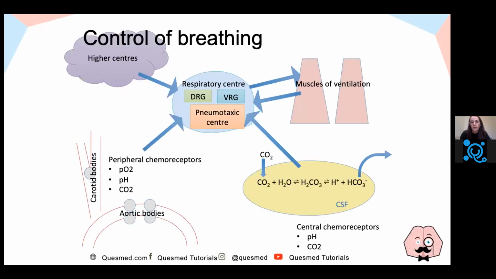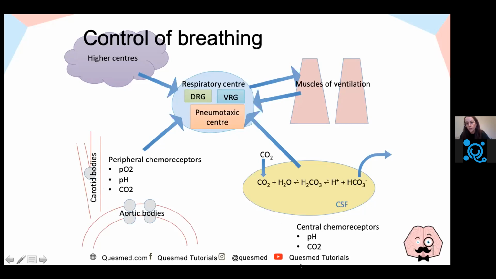Okay, so this is a bit of a busy slide, but it's just tried to include everything in terms of the control of breathing in picture form. I'm quite a visual learner, so having it all with the arrows and things like that helps me to understand it a bit. So we have the peripheral chemoreceptors, so they are your carotid bodies and your aortic bodies. They predominantly sense the partial pressure of oxygen, but they also sense changes in pH and changes in carbon dioxide.